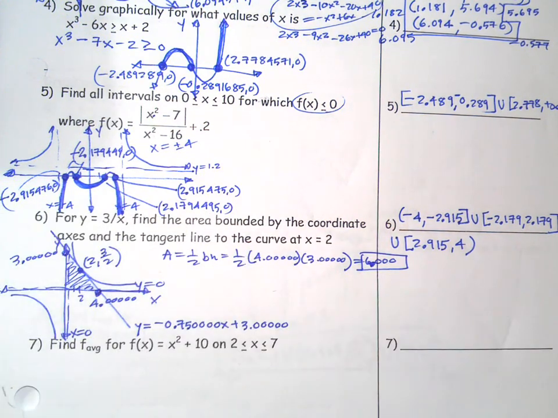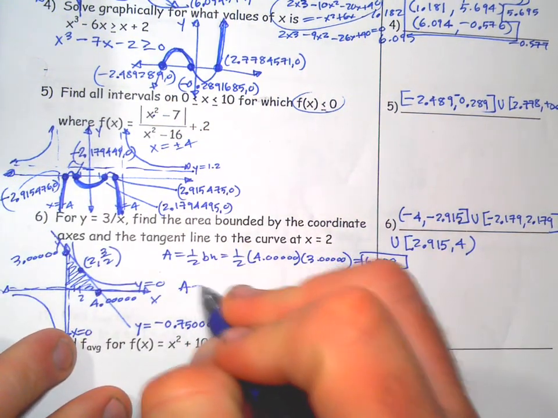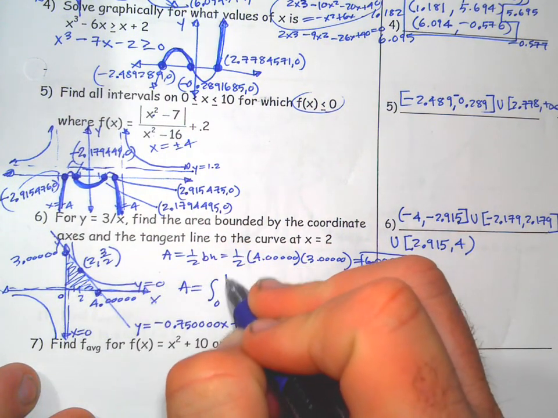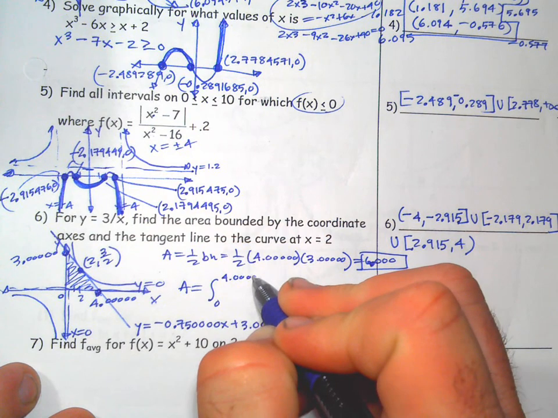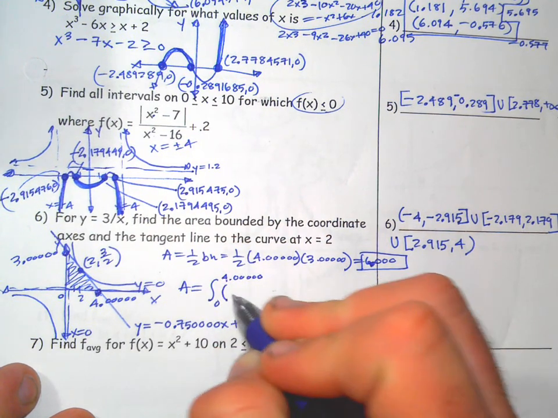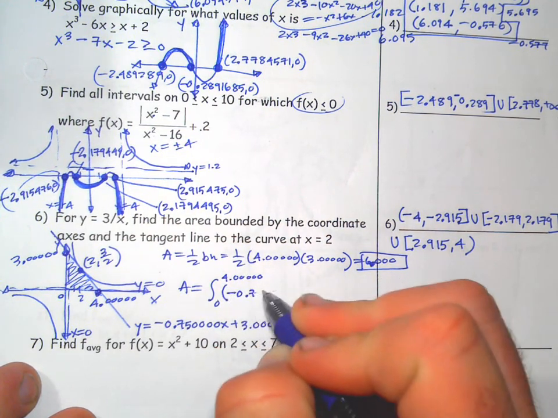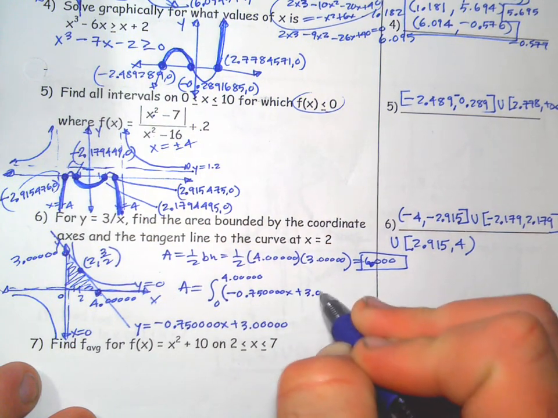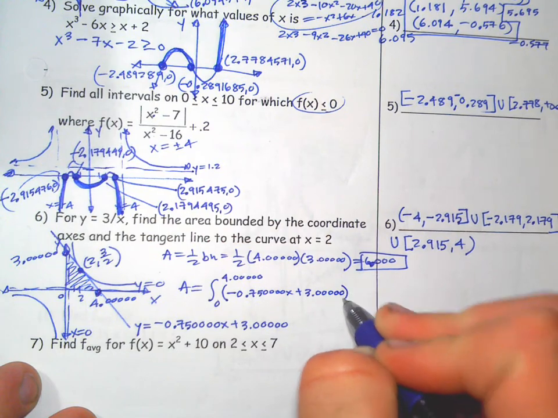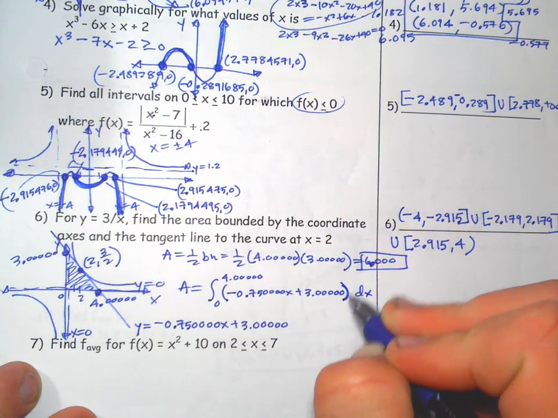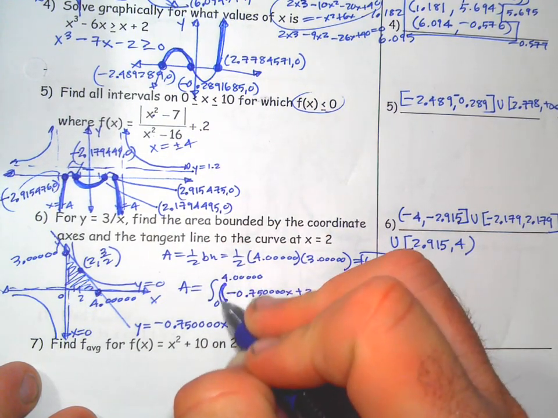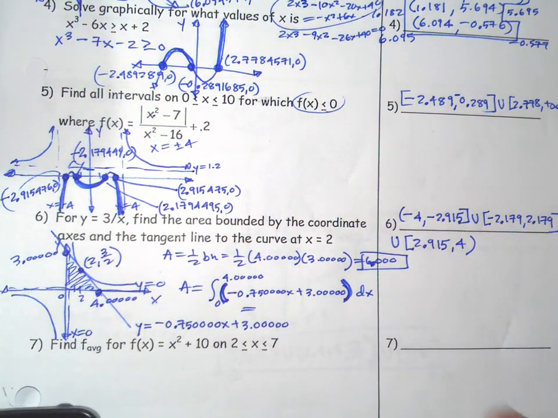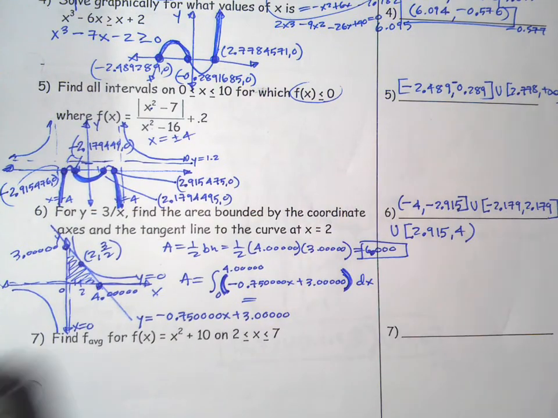The other option is you could integrate from left, starting at 0, ending at 4, and then you got to write the equation of the line, negative 0.75000x plus 3.00000 dx. You should put parentheses around this because there's multiple terms inside. You need the dx. This is the setup. So if you're doing this, either way, I got to see your work. I got to know how you're doing it.